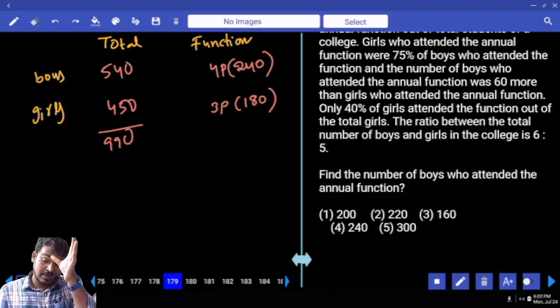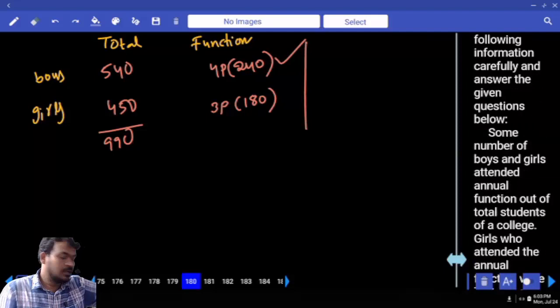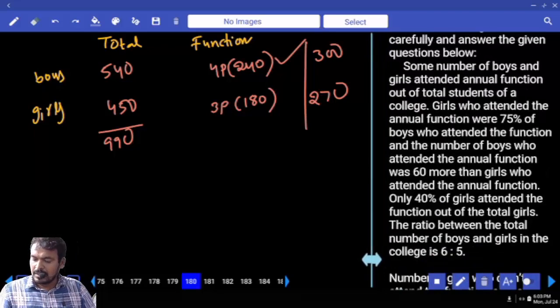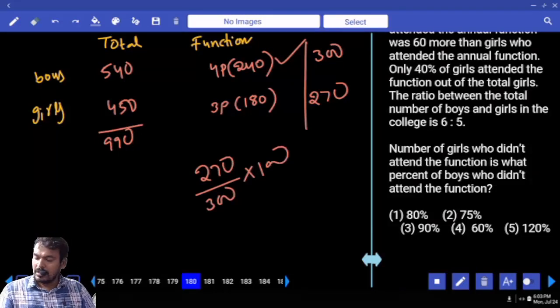Find the number of boys who attended the annual function. Boys who attended the annual function is 240. Next, 180. The number of girls who did not attend the function is what percentage of the boys who did not attend the function? What is the total girls? 450. In that 180 attended, so not attended is 270. Out of 540, 240 attended, so not attended is 300. What is the question here? Girls is what percent of boys? 270 by 300 into 100. That will be how much? 90%.